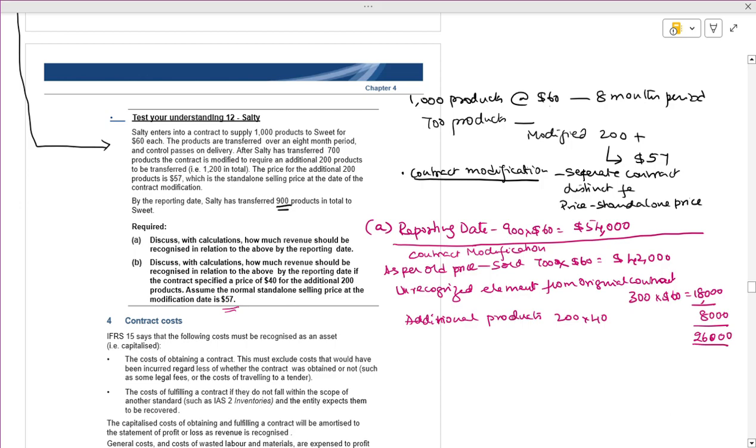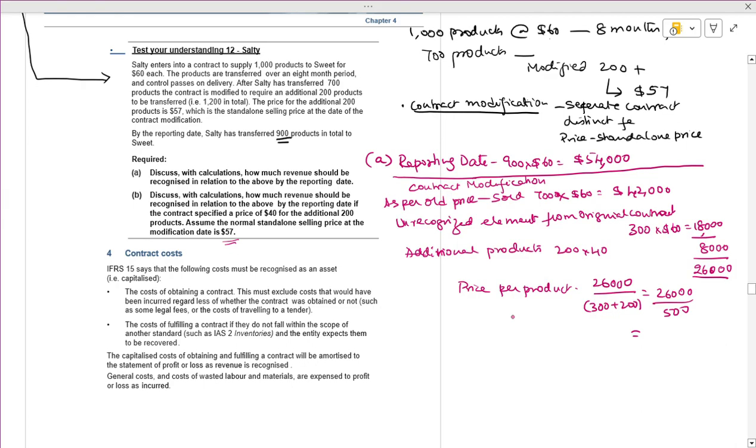What is the price per product? The price per product is 26,000 divided by 300 plus 200 additional products, so 26,000 divided by 500. It comes to 52 per product.